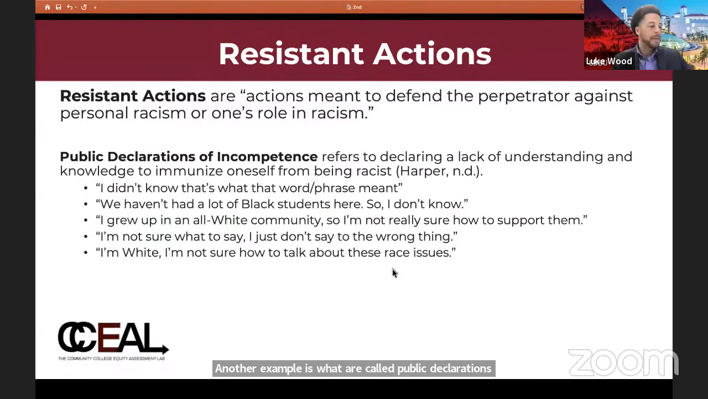Another example is what are called public declarations of incompetence. And these refer to declaring a lack of understanding or knowledge to immunize oneself from being racist. And this is, of course, from our colleague, Sean Harper.